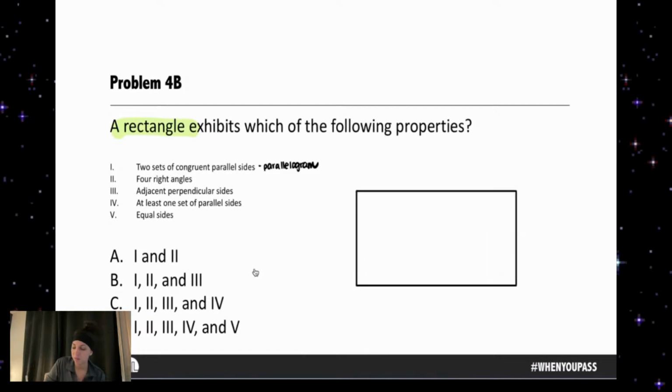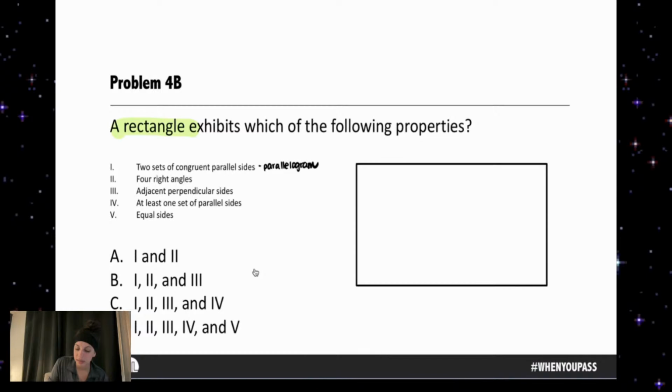Okay, there's my rectangle. Does this rectangle have two sets of congruent parallel lines? Yes, this is parallel to this, and this is parallel to this. And these are just like the parallel symbols. And this side is the same size as this side, and this side is the same size as this side. So a rectangle exhibits which of the following properties? Yes, two sets of congruent parallel sides.